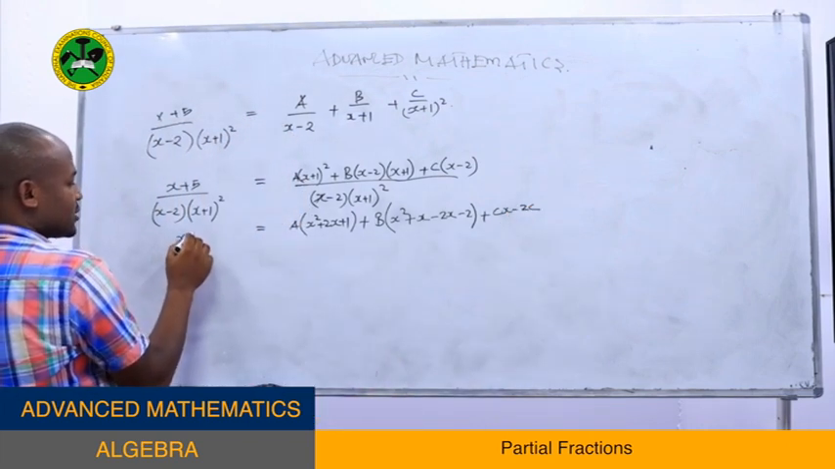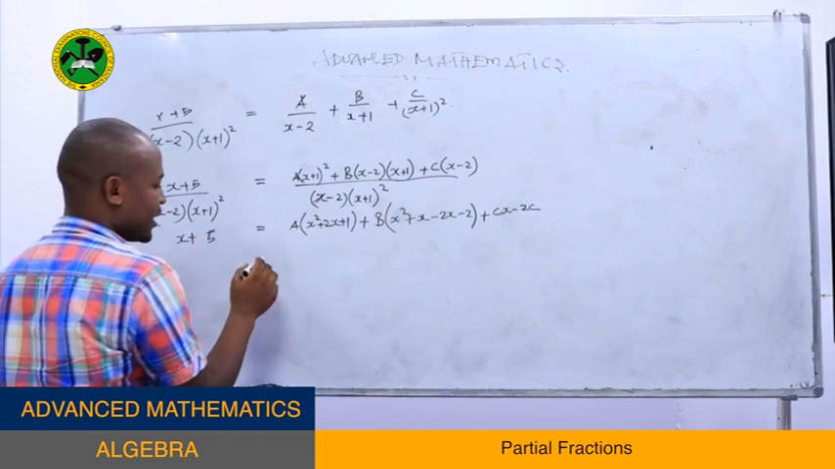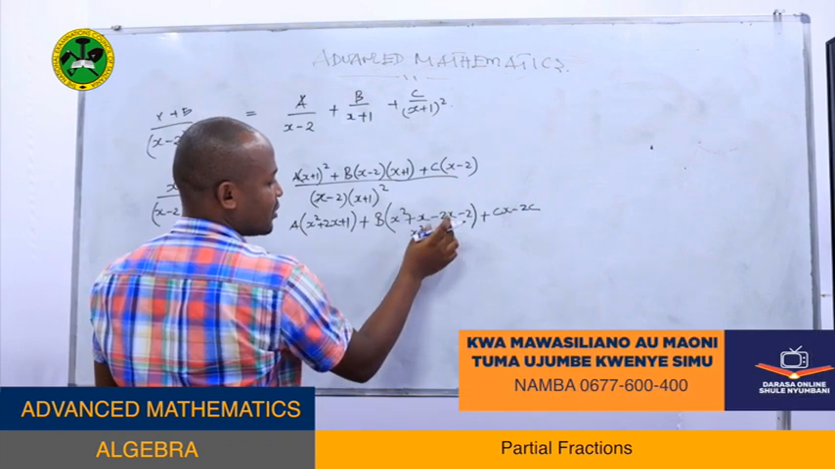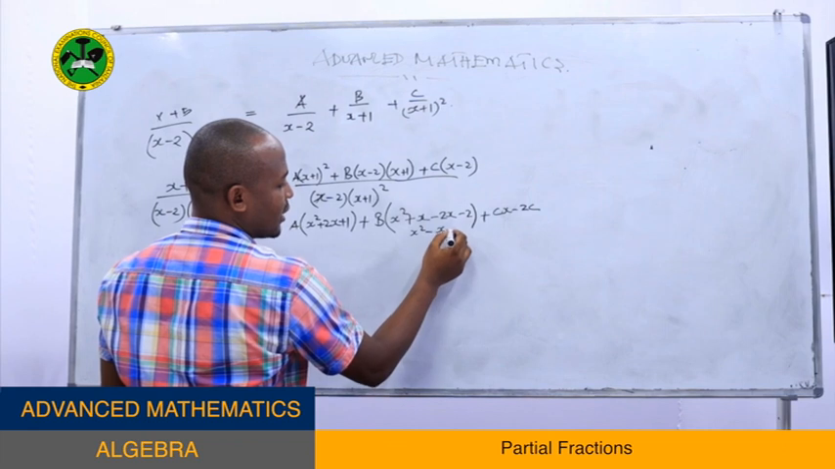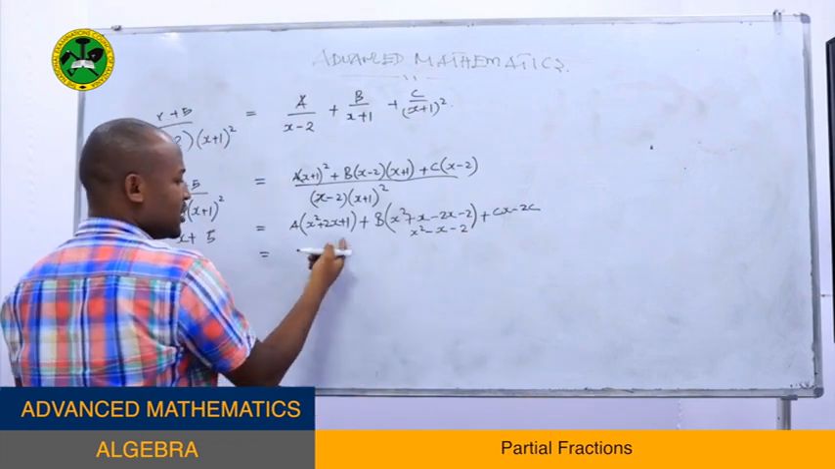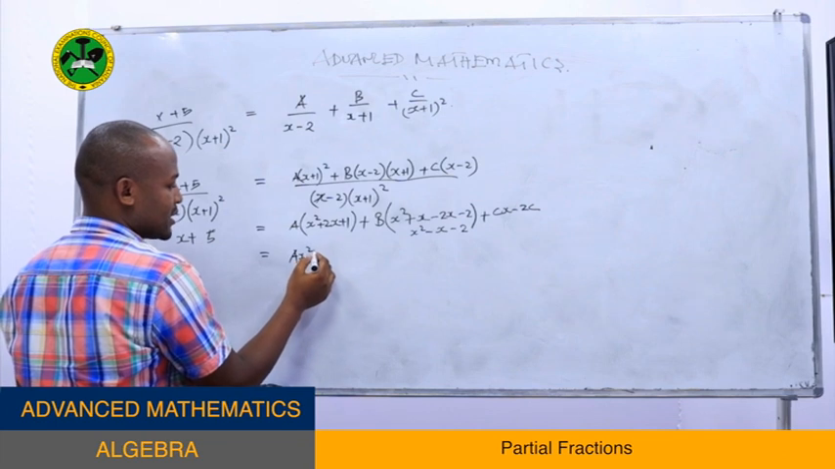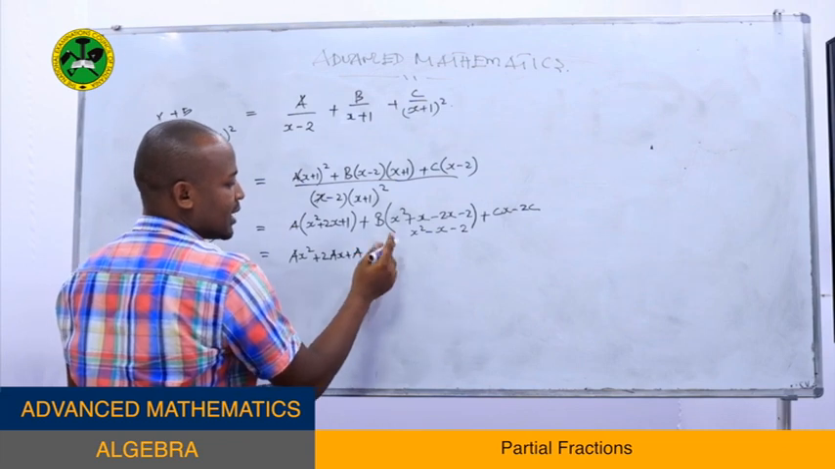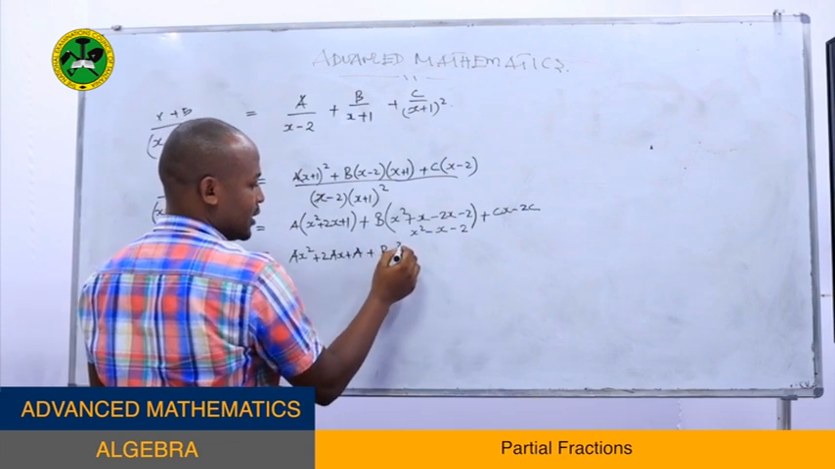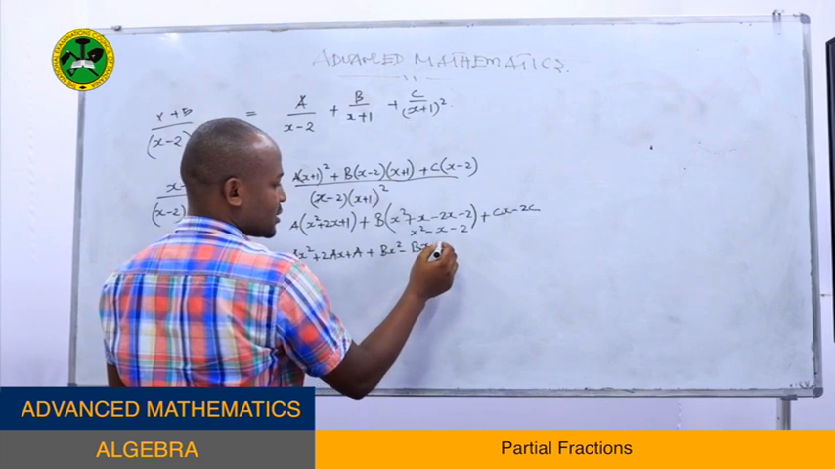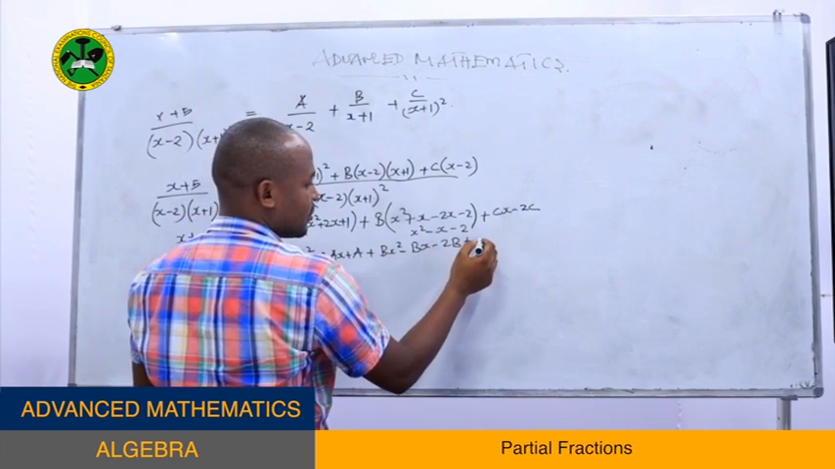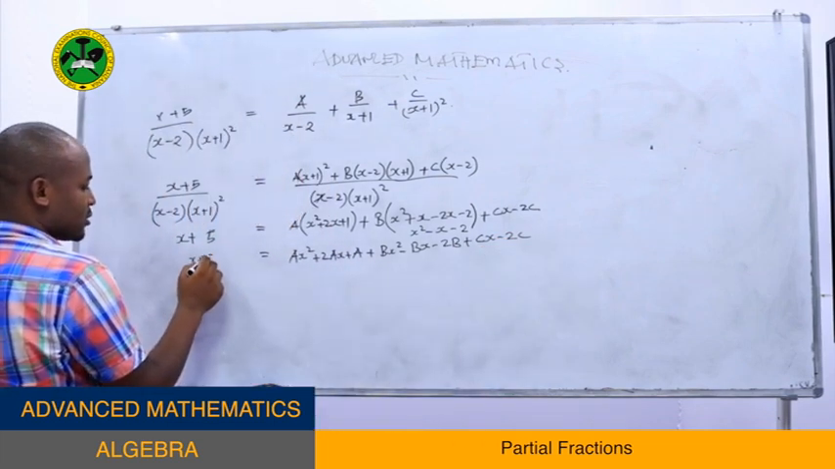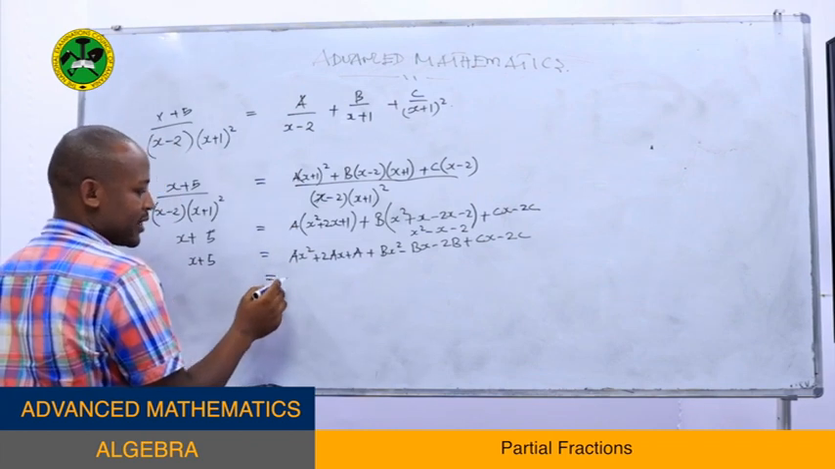To x plus 5. Then let's open the brackets once more, but remember here it's x squared minus x minus 2. So if we open the brackets there, we shall have a x squared plus 2ax plus a, plus bx squared minus bx minus 2b, plus cx minus 2c, and that equals x plus 5. Collecting like terms, there we shall have what?